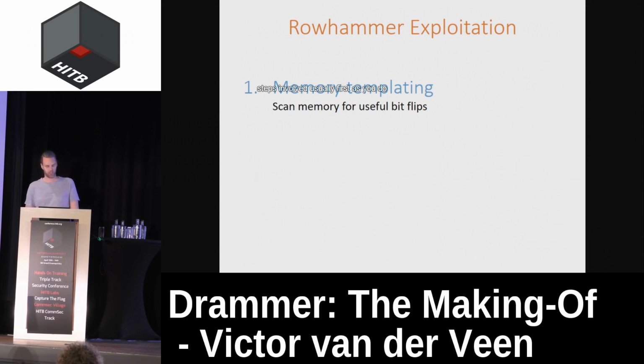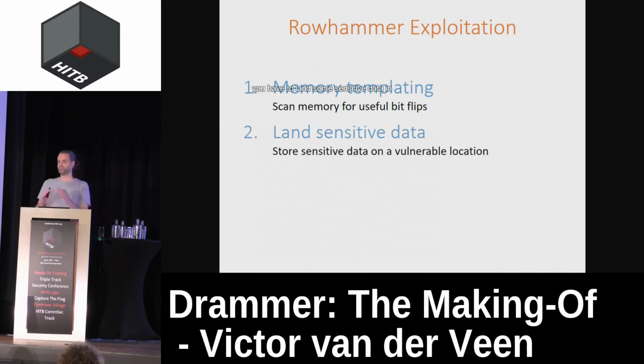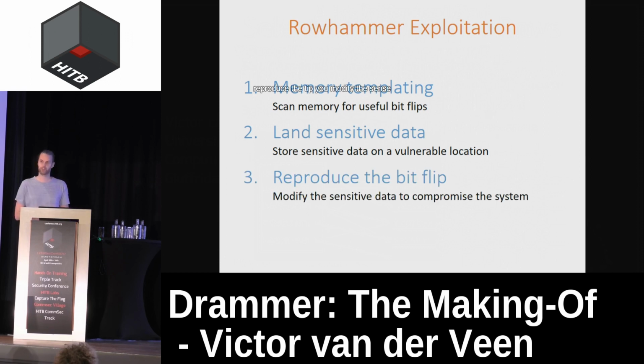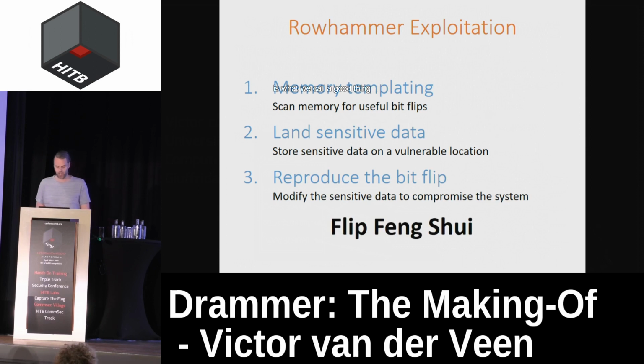There are three steps involved, usually. First, you do memory templating, which means scanning DRAM for bit flips that you can use. Then you have to land some sensitive data in your DRAM, some data that you want to flip a bit in. And this data must be stored at an address in DRAM that is vulnerable to Rowhammer. And then you reproduce the bit flip, you modify the sensitive data, and you compromise the system. This is what we call a flip feng shui attack.